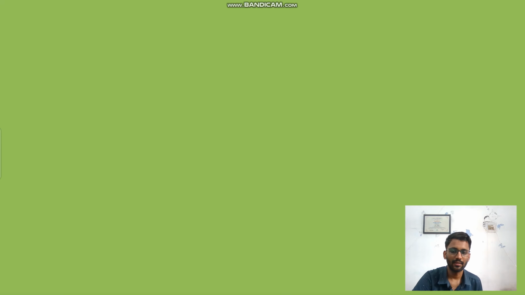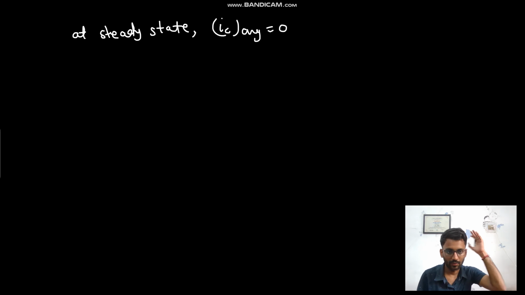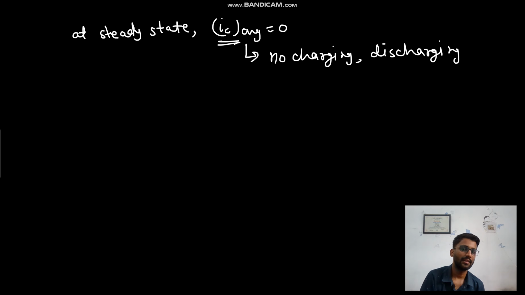And at steady state, the average capacitor current is 0. You won't say that at steady state the capacitor will be open circuited. No, you won't say that. At steady state, average capacitor current will be 0. Why so? There will be no charging or discharging. The steady state is reached when there is no charging or discharging. That means the average capacitor current is 0.